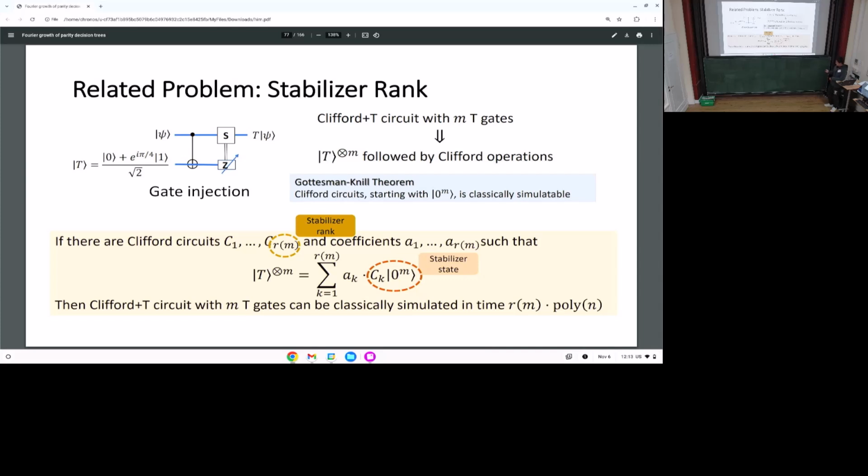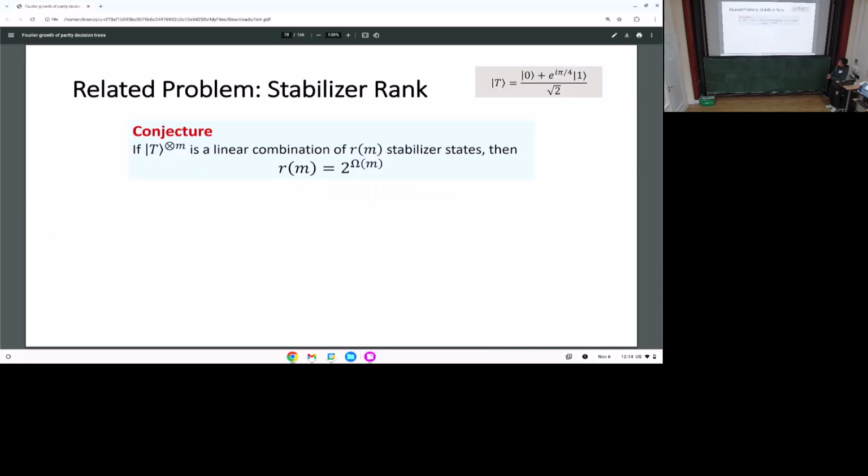Because we believe that we can't simulate BQP algorithms with polynomial time algorithms, even with non-uniform advice, this Rm shouldn't be a polynomial. Right? Because if Rm is a polynomial, like poly m, then m is going to be poly n. Every BQP algorithm will just use poly m T gates, and the simulation will be too efficient to be true. So this raises the following conjecture about stabilizer rank.